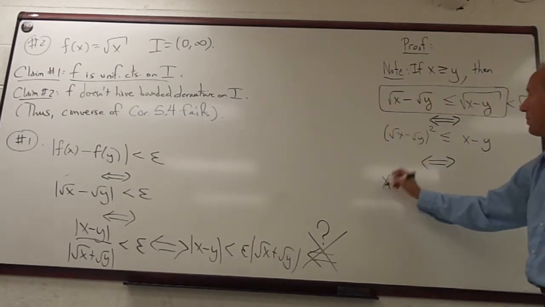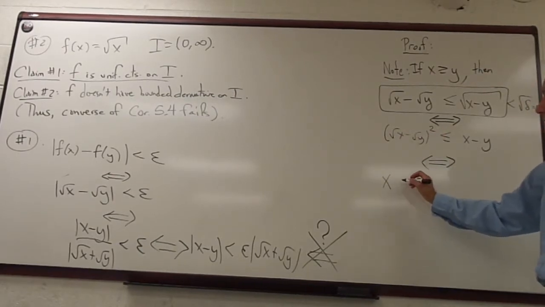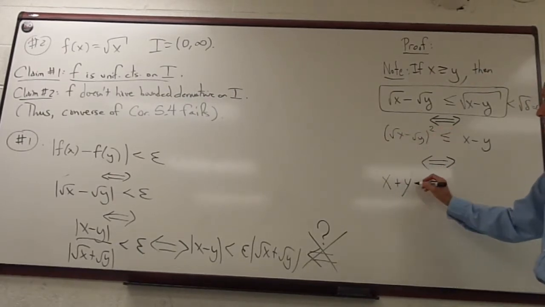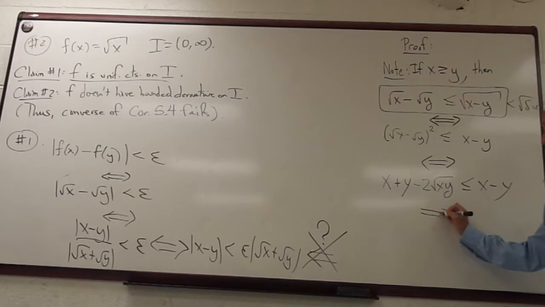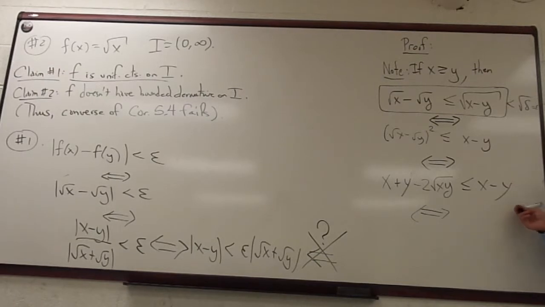So if I square the left side, I'll get radical x squared is x, and radical y squared is y, and the middle term is minus 2 radical xy. And this is less than or equal to x minus y. What can I do with that? Just algebra. What algebra can I do? I'm not looking for anything hard here. You can do the x's.